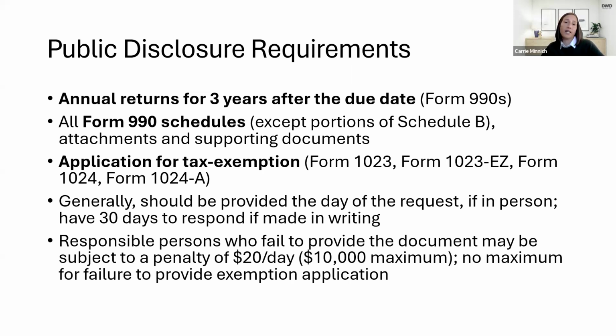Also, your application for tax exemption, which is your Form 1023 or 1023-EZ if you're a 501(c)(3). If you're another type of tax exempt organization, that would be Form 1024. So that would be the initial application that you probably filed many, many years ago with the IRS. That's actually supposed to be available for public inspection.